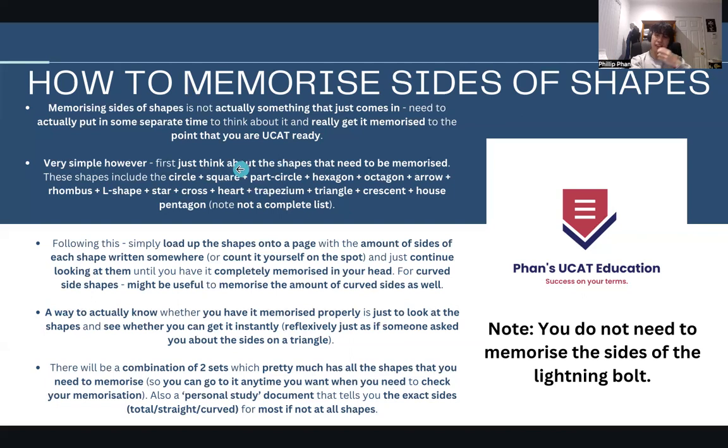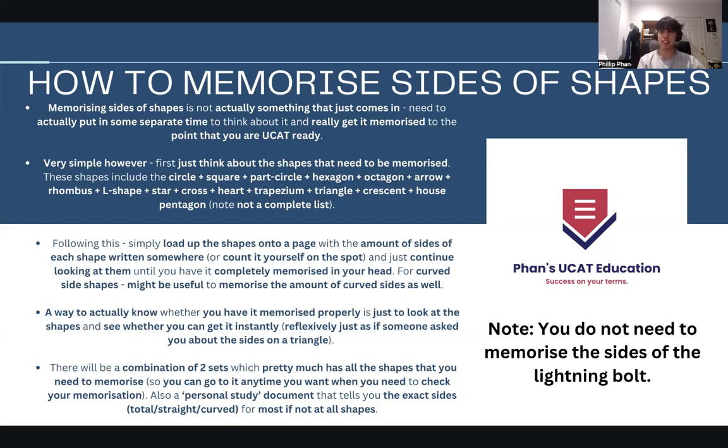So you first need to think about the shapes that need to be memorized. I've listed a lot of shapes here. This is not a complete list. There's about 14 here, and it looks like a lot, but there are actually even more shapes that you need to worry about. I think I made a worksheet and there's around 30 in there as well. So it's pretty hectic. But anyway, how do you actually do this?